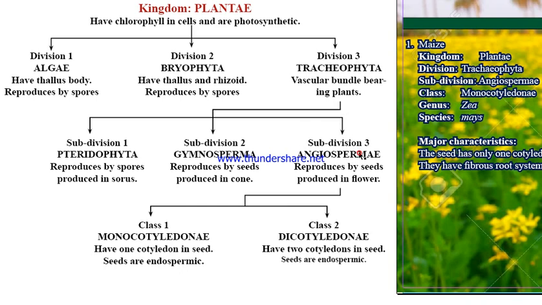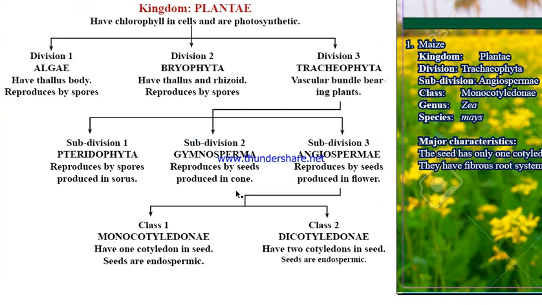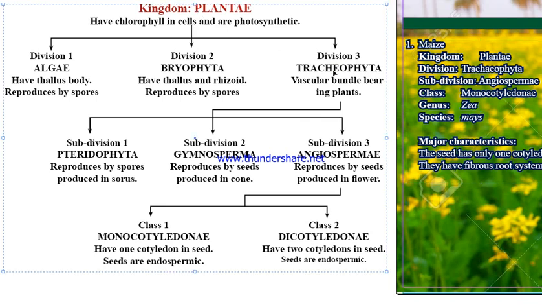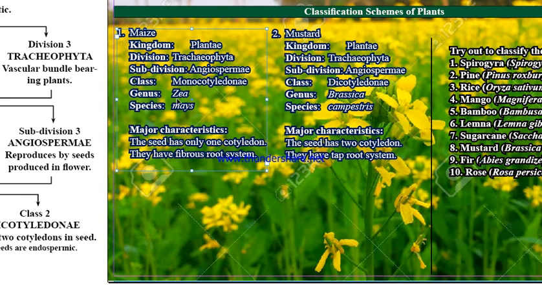That means maize belongs to subdivision Angiosperma, and within Angiosperma maize is a monocotyledonous plant. Okay, so the classification of maize would be kingdom Plantae, division Tracheophyta, subdivision Angiosperma, class Monocotyledona. And the scientific name of maize is Zea mays, genus Zea, species mays, and its major characteristics: the seed has only one cotyledon and they have fibrous root system.